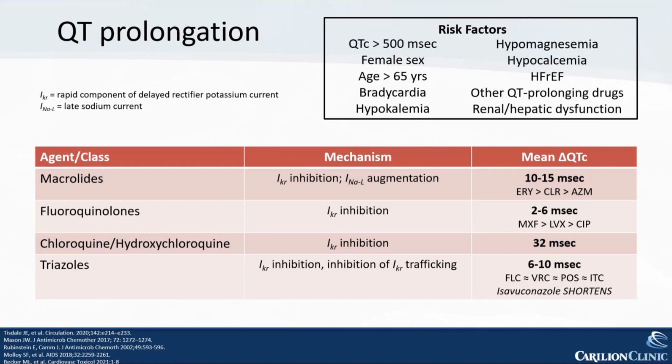However, once you start combining these agents, maybe the patient is also on amiodarone or other things going on, we can see this change be a little bit more exponential. Particularly with macrolides, azithromycin is going to be the agent that does it the least. And when we move on to our fluoroquinolones, we see Cipro is having the least effect on changing QTc. And when we move over to triazoles, they all have the potential for a similar amount of QTc lengthening, with one important exception, which would be isavuconazole, which we only use in special circumstances, but that one does shorten the QTc.